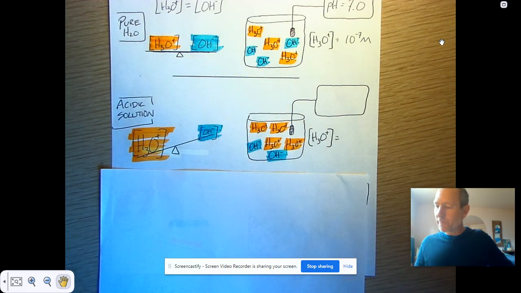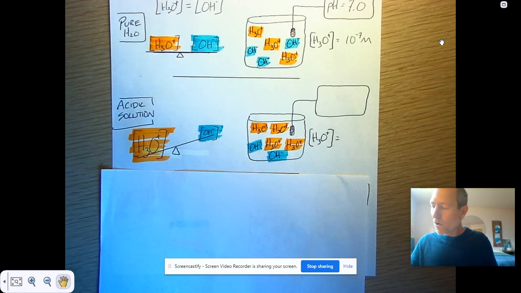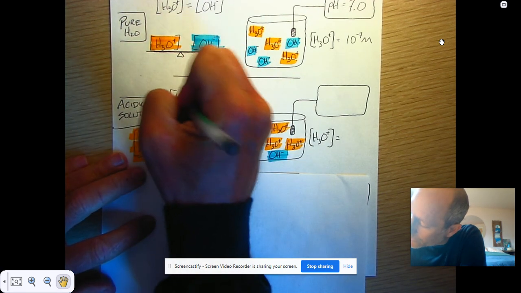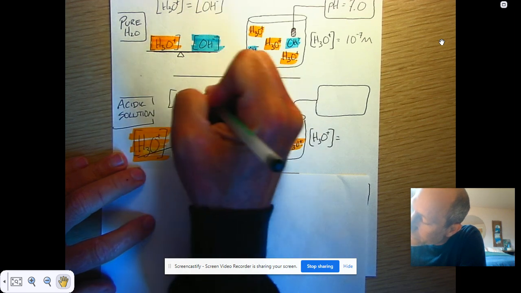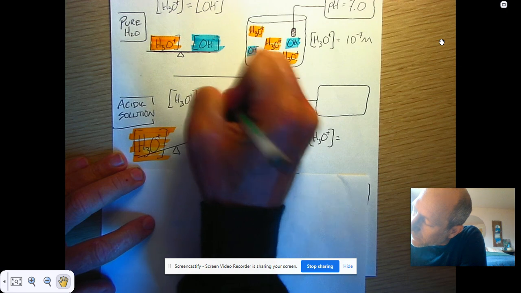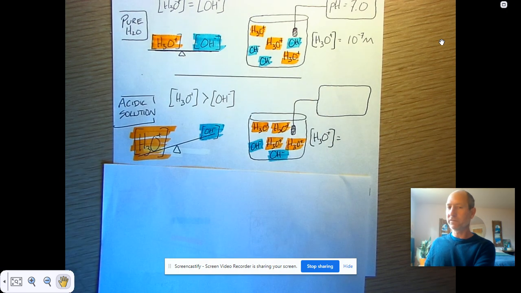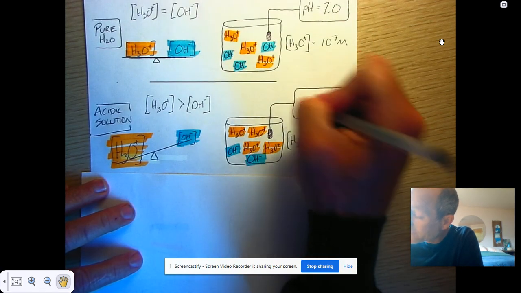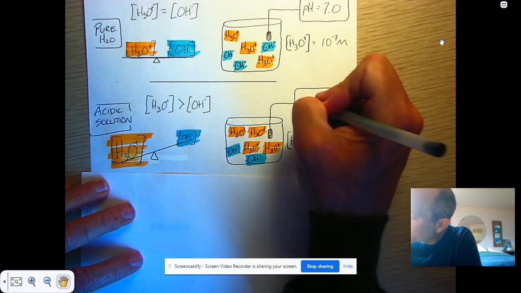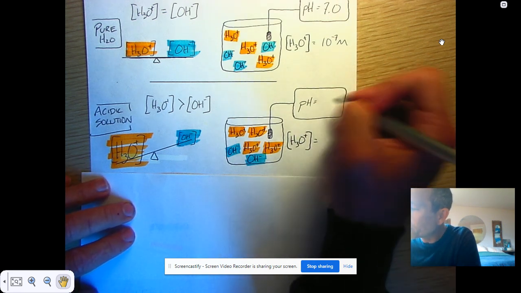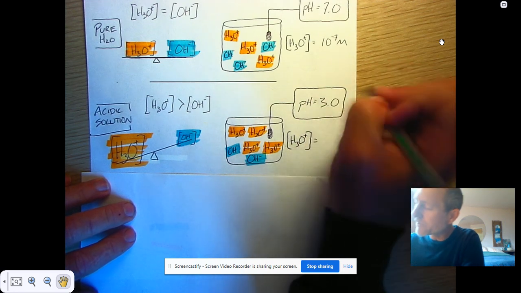And that's what would make this solution acidic. What makes a solution acidic is when your hydronium ion concentration is greater than your hydroxide ion concentration. Yes? And if we measured the pH of this, let's just say it's an acidic solution. So the pH is going to need to be less than 7. So I'm just going to make up a number here. I'm going to say 3.0.